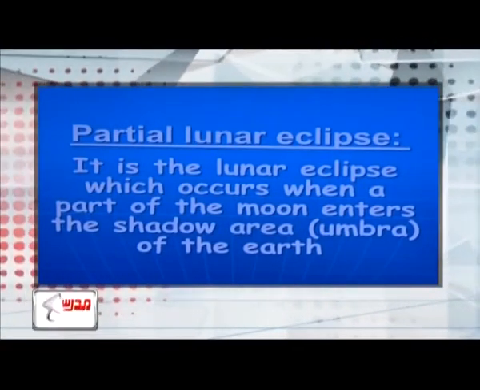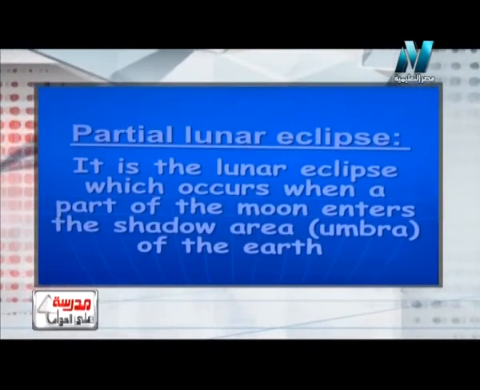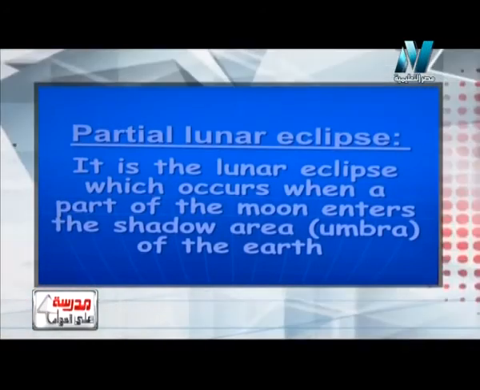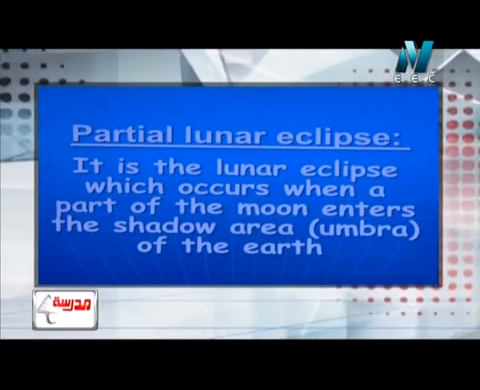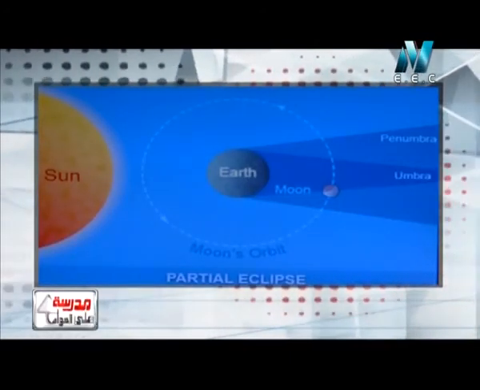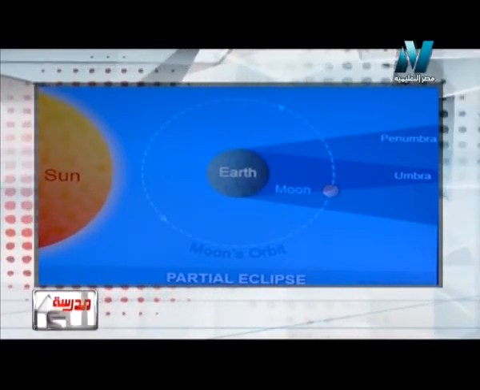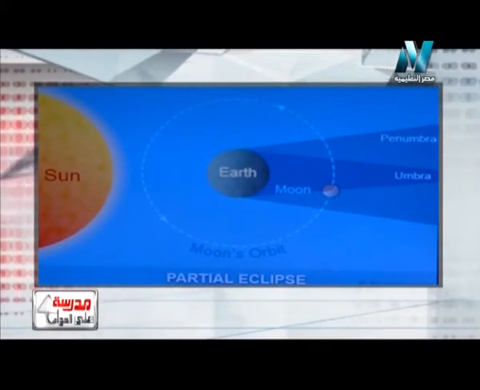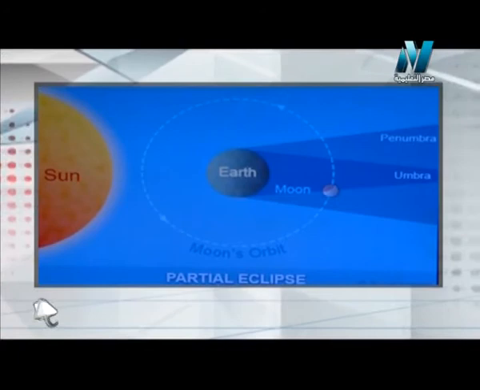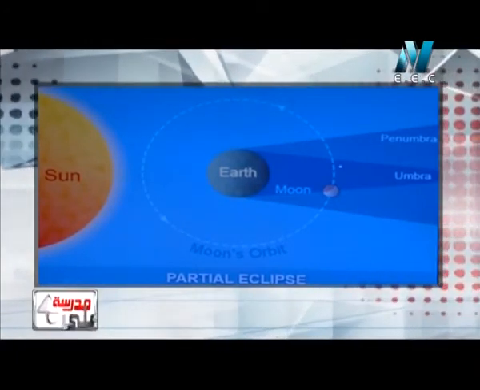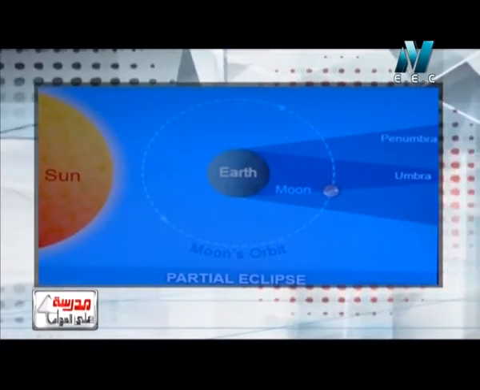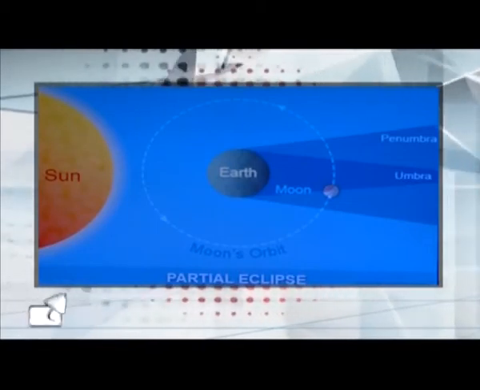So again, what about the partial lunar eclipse? It's the lunar eclipse which occurs when a part of the moon enters the shadow area or the umbra area of the earth. Look here, that's the reason for this partial eclipse of the moon. Here is a part of the moon in the area of umbra and another part in the area of penumbra. So a part of the moon enters the umbra, the completely dark area, and another part is in the area of penumbra.